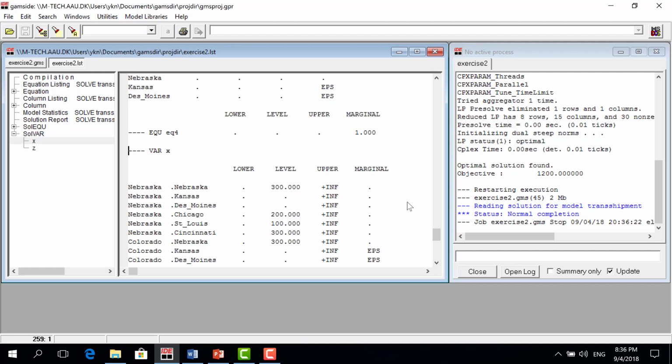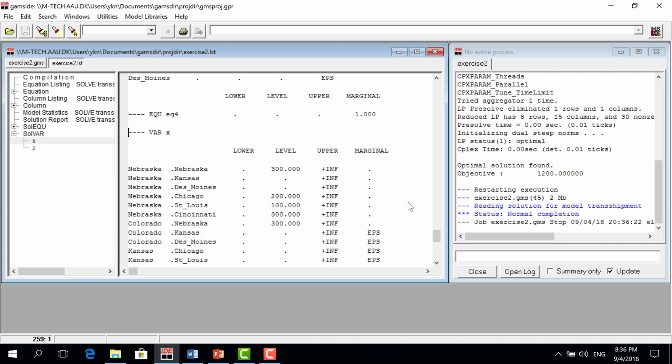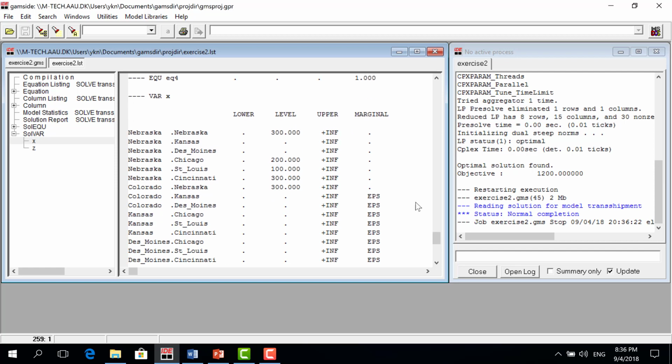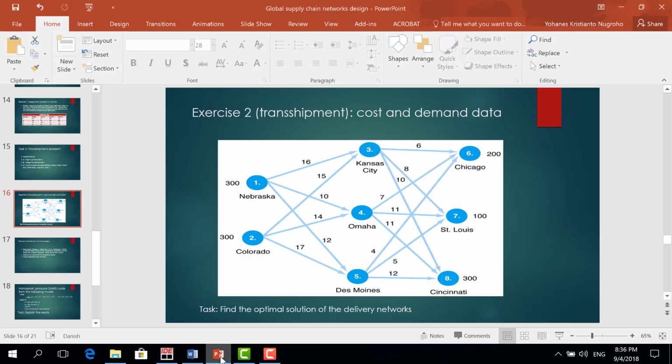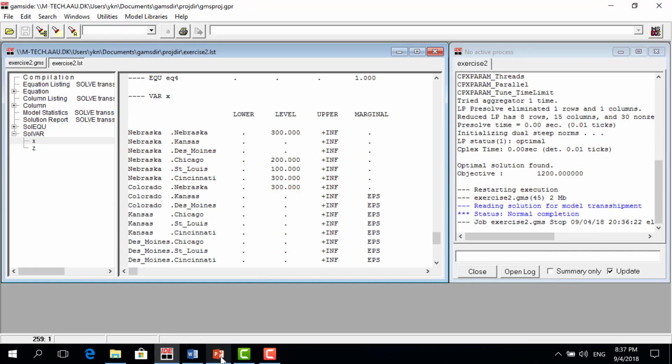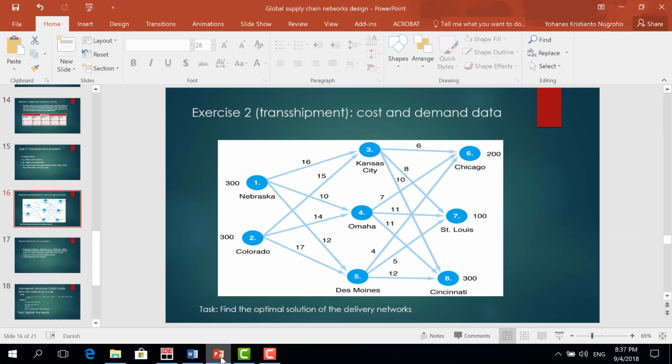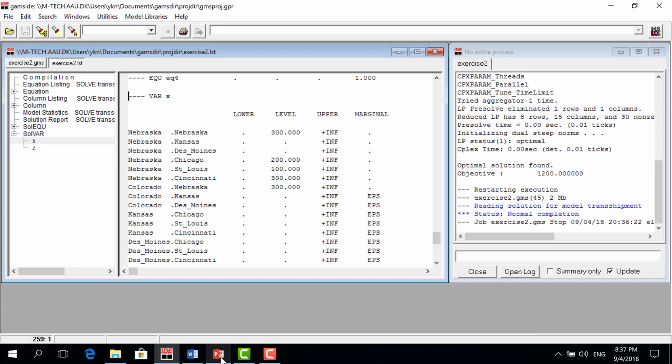Nebraska to Nebraska 300, yes, to itself, and Nebraska to Chicago 200, Nebraska to St. Louis 100, Nebraska to Cincinnati 300, Colorado to, okay, let's check this. Nebraska to St. Louis, Nebraska, Chicago, St. Louis, Colorado, Nebraska, Colorado, Nebraska. Oh yeah, oh, there is something wrong here.